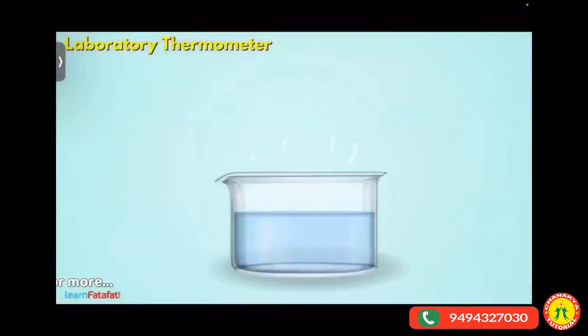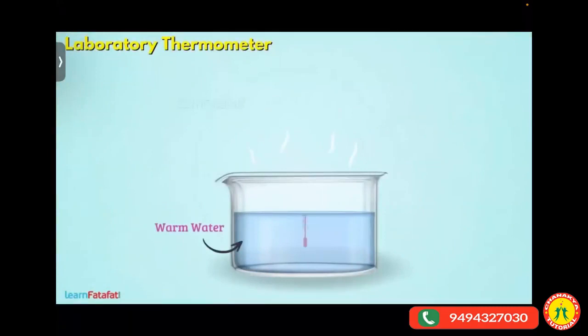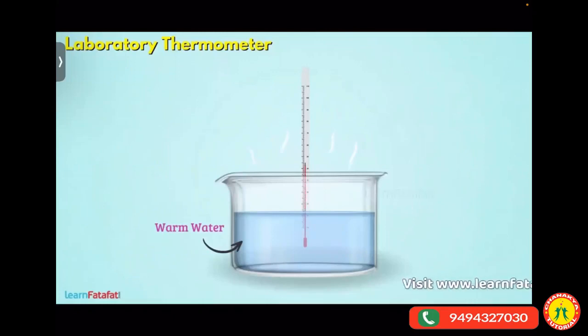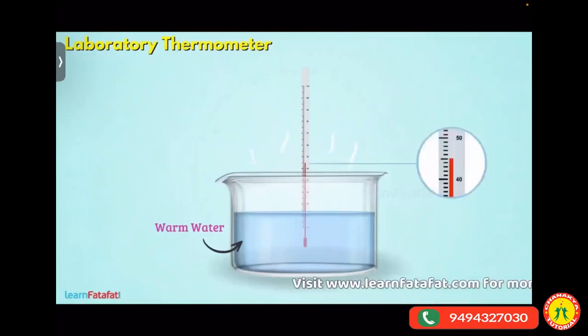Take the sample of which we want to measure the temperature. Here, we will take some warm water in a beaker. Now place the thermometer vertically such that the bulb remains immersed in water but does not touch the beaker. When the expansion of mercury stops, notice the reading in the thermometer.